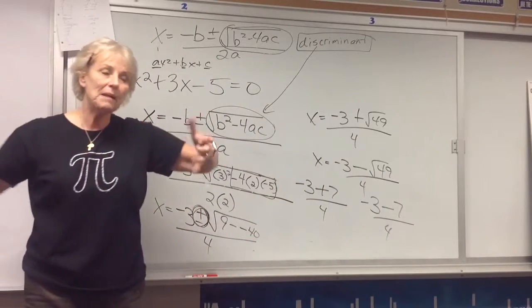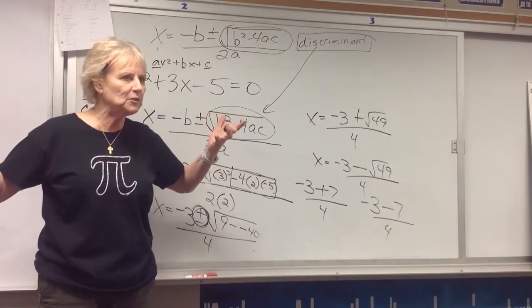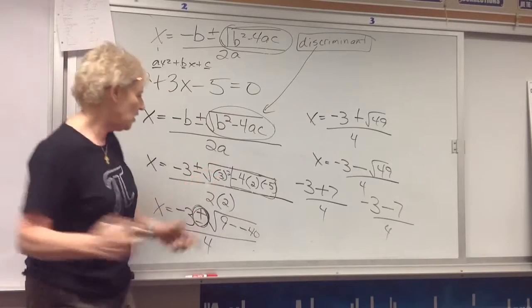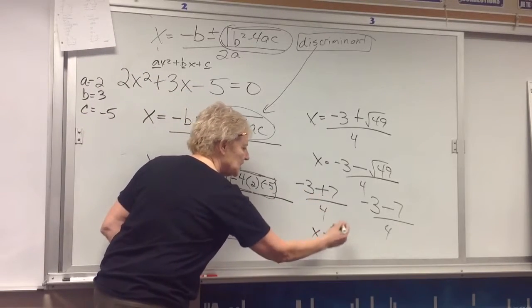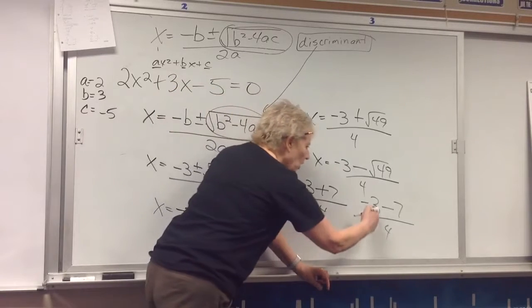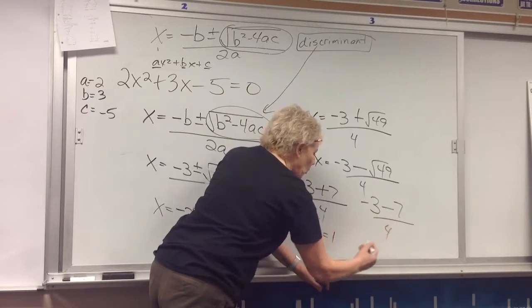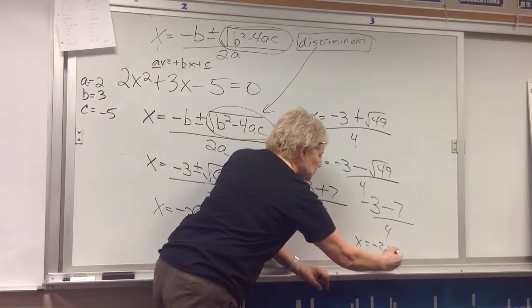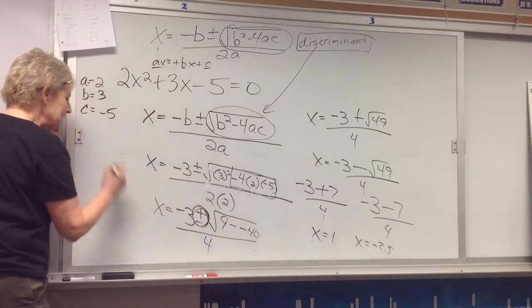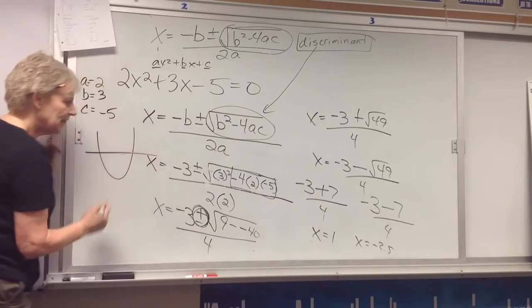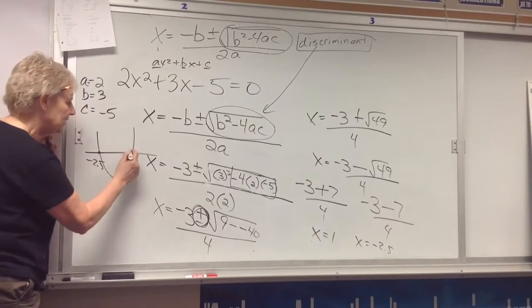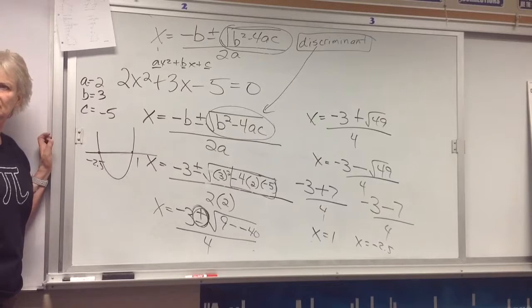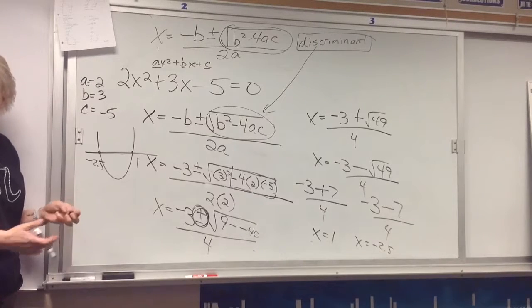Remember how we did two separate things from absolute value? Same concept. So that's 4 over 4, so x is either 1, or this is negative 10 over 4, x equals negative 2.5. What that means is you have a parabola that crosses at negative 2.5 and 1. That's the quadratic formula.